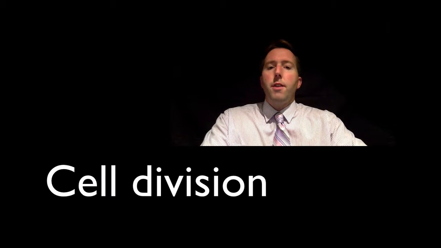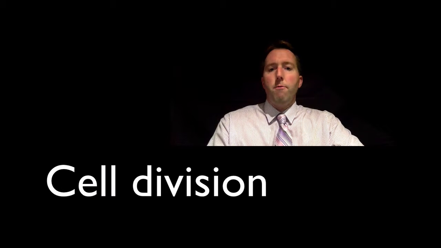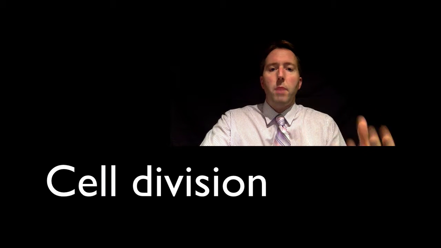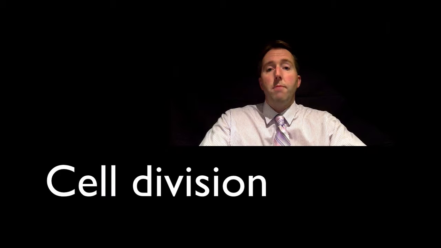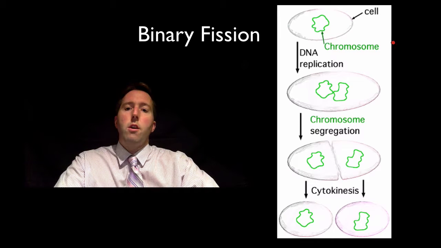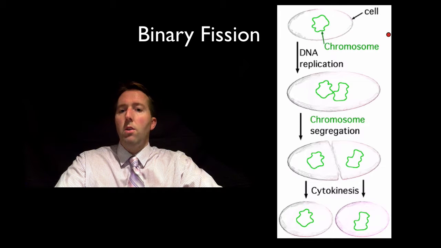So if we think of cell theory, we know that all cells come from pre-existing cells. And so what happens is cells basically divide or replicate. And there's three different types of cell division. The first one is called binary fission, and this happens in prokaryotic cells or single-celled organisms.